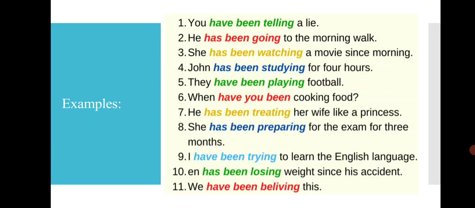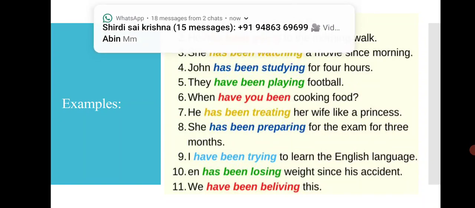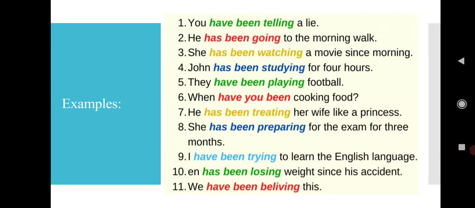He has been going to the morning walk. She has been watching a movie since morning. John has been studying for 4 hours. They have been playing football. When you have been cooking food, he has been treating his wife like a princess.